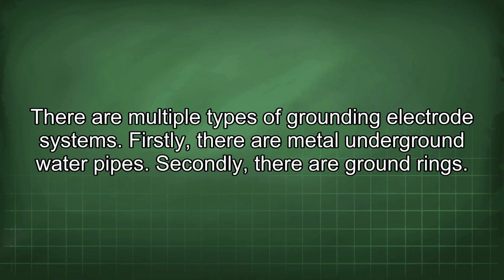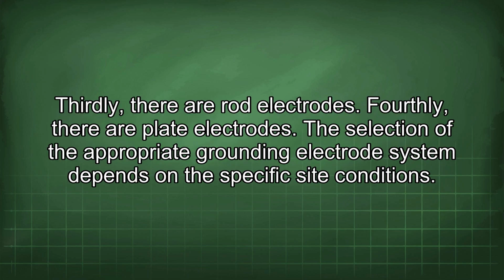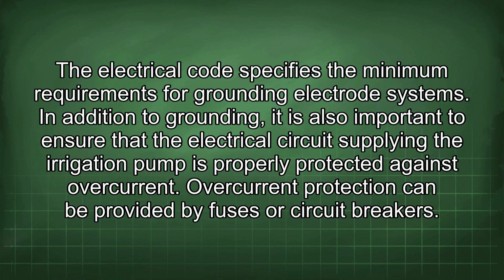There are multiple types of grounding electrode systems. Firstly, there are metal underground water pipes. Secondly, there are ground rings. Thirdly, there are rod electrodes. Fourthly, there are plate electrodes. The selection of the appropriate grounding electrode system depends on the specific site conditions. The electrical code specifies the minimum requirements for grounding electrode systems.